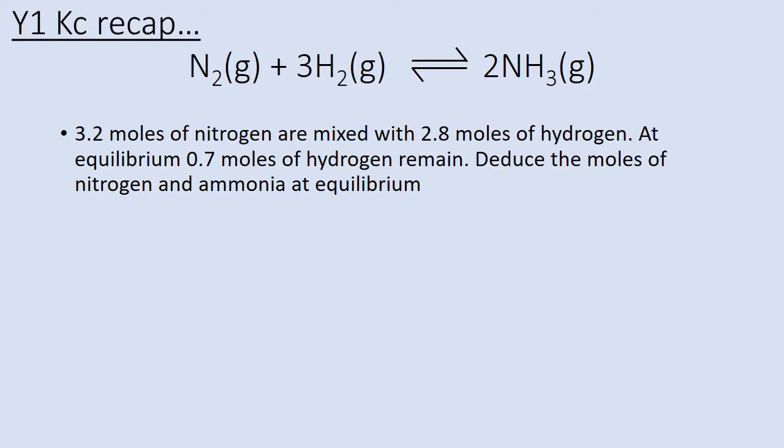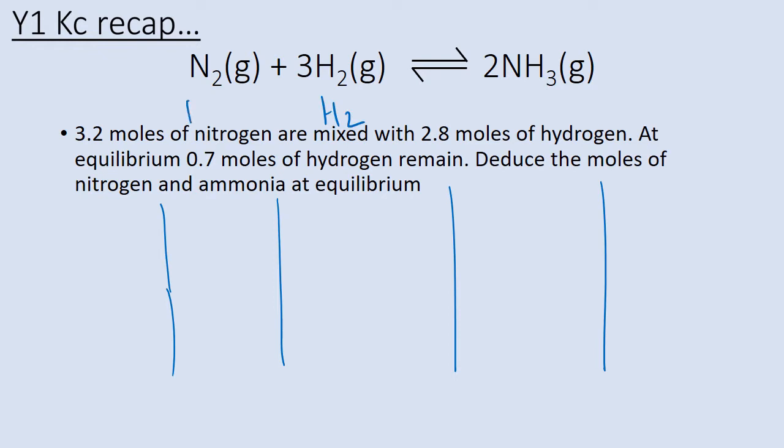Okay, so what I always suggest is that you work in columns directly underneath the equation. We've got a column for the H2, a column for the N2, and a column for the NH3. We'll have some information at the start, then some sort of change will take place, and then we'll have the amount at equilibrium, and we deal in moles. This is like a mole table.